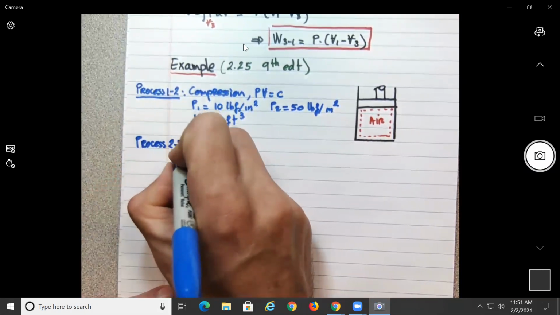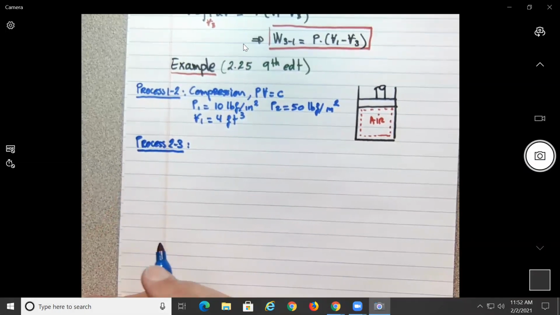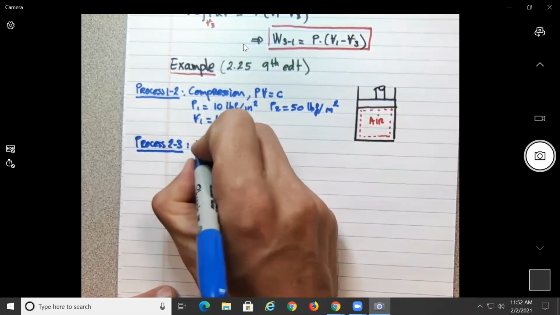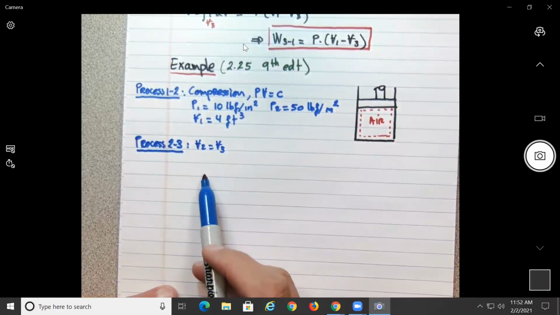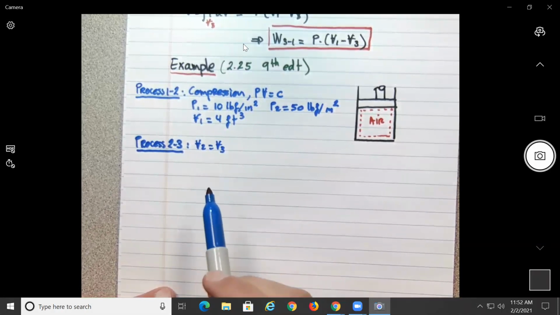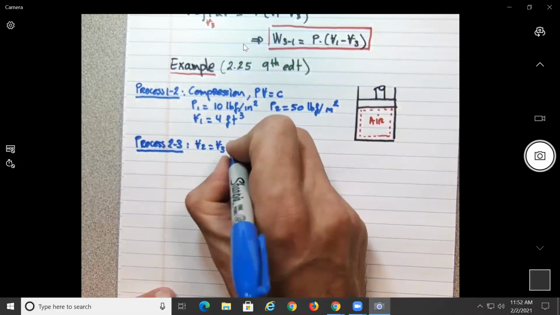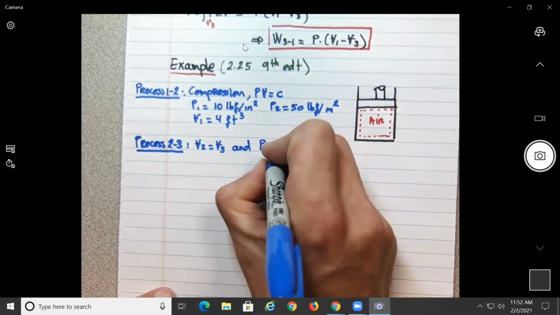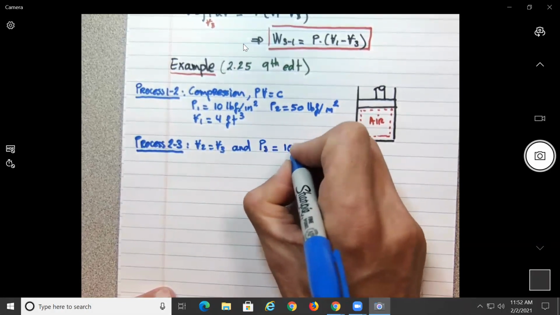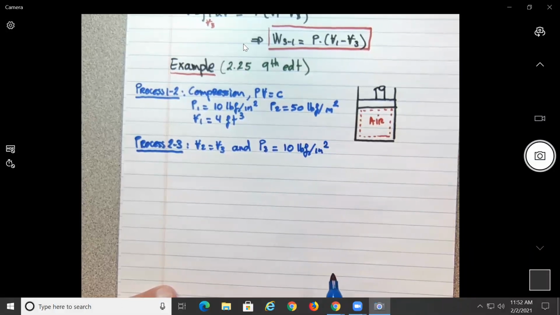Then about process 2-3, they tell you it's a constant volume, so it's good. So you say V2 equal to V3, and right away, what would be the work? 0, no? Yeah. From state 2 to state 3 at constant volume, and you know that P3 is equal to 10 lbf per square inch. So basically P3 equal P1.